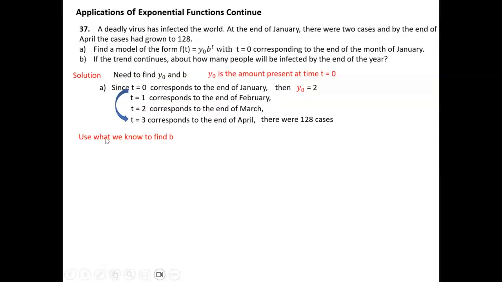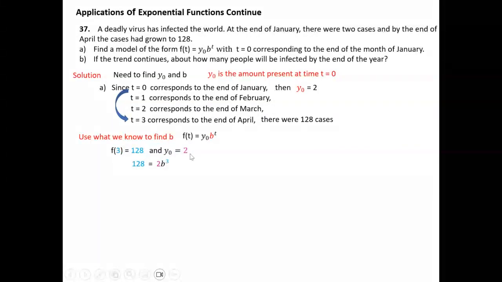So here's what we're going to use to find b. We know that f of 3, that means in 3 months, it was 128. And y naught is 2. So we know that 128 equals 2 times b to the third power, because we plugged in the 3 for t, and in 3 months there was 128. So that becomes my equation now, and we have to solve for b.